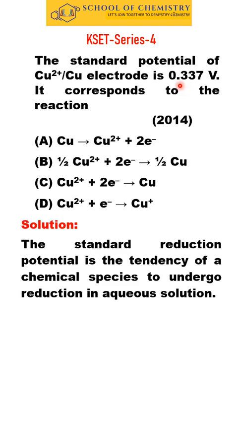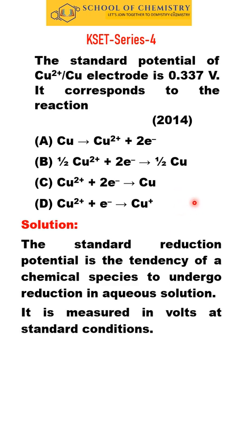If the value is higher, it simply indicates that it has more tendency to undergo reduction. If the value is lesser, everything is comparative. You might know that everything is in comparison with the standard hydrogen electrode. But when you consider two standard reduction potentials and compare them, the higher the value, the more tendency to undergo reduction, and the lower the value, the less tendency to undergo reduction, right? So that is how the meaning of standard reduction potential is important.